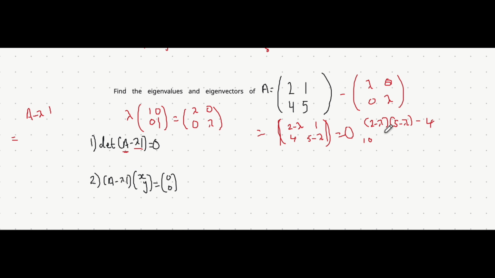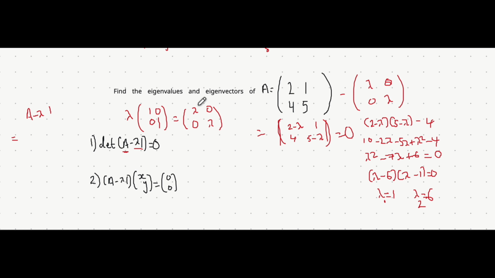2 times 5 is 10, 2 times minus lambda is minus 2 lambda, minus lambda times 5 is minus 5 lambda, and minus lambda times minus lambda is plus lambda squared. All take away 4. Now the lambda squared is already positive. The minus 2 lambda take away 5 lambda is minus 7 lambda, and 10 take away 4 is plus 6. When you make that equal to 0, you get the two eigenvalues for this question. Now, from there, it's pretty much solving like a quadratic, which I'm sure you know how to do. Once you've solved, you get that lambda is equal to 1 or lambda is equal to 6. The format that you like to use for eigenvalues is lambda 1 for one eigenvalue and lambda 2 for the other eigenvalue.